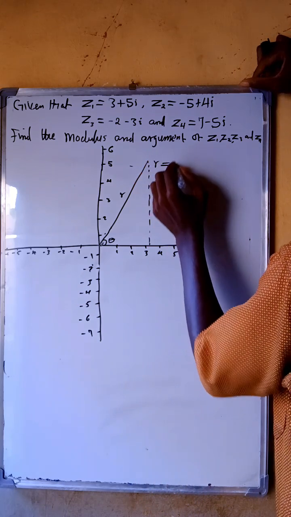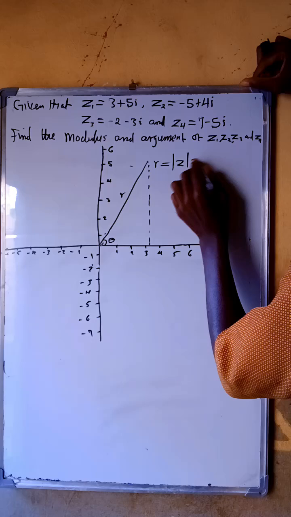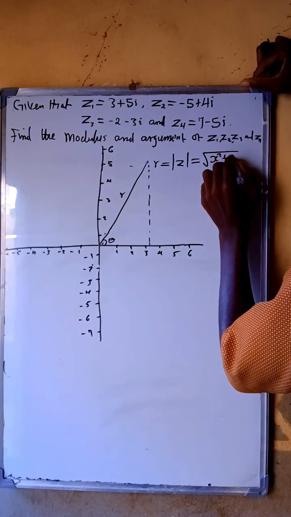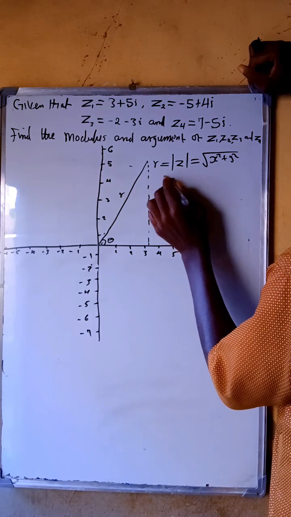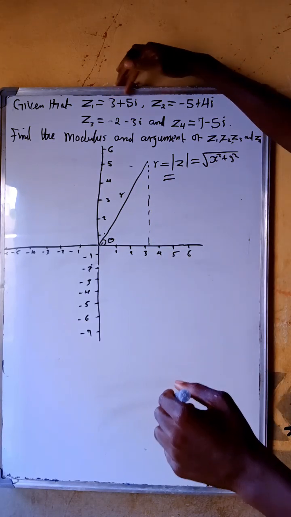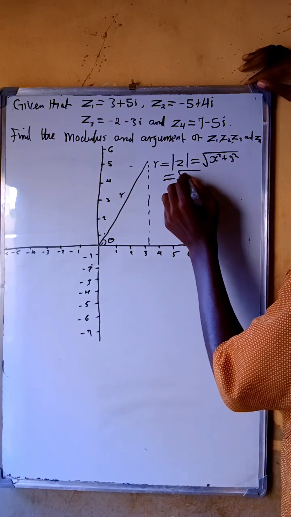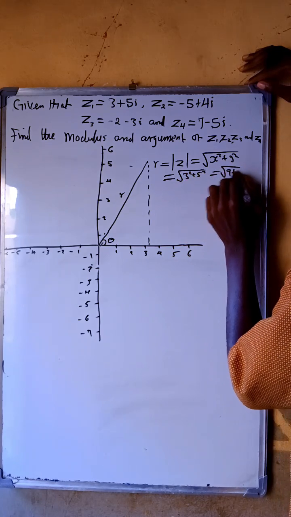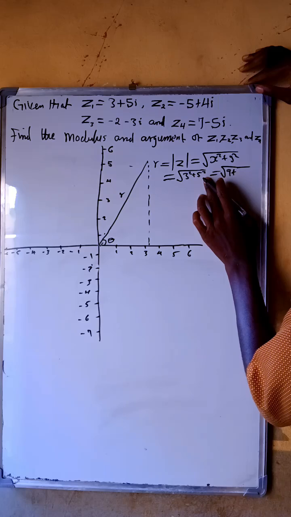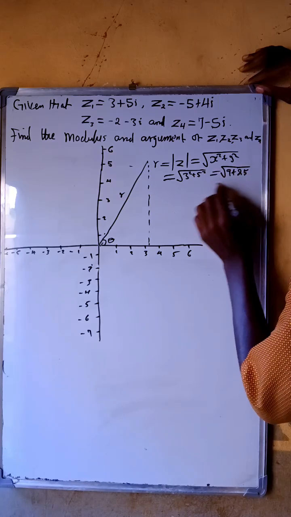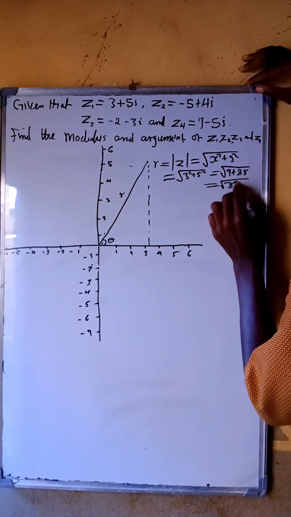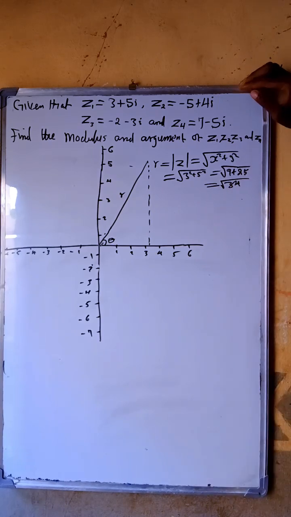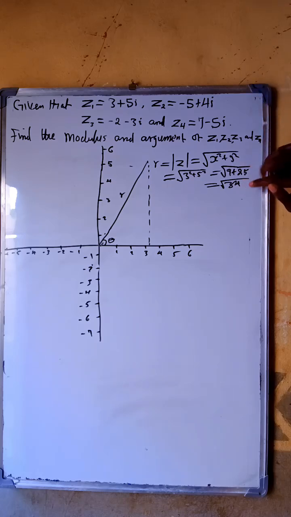Okay, our modulus is the same thing as the absolute value of z, which is the same thing as the root of x squared plus y squared. And from here we can see that the real part is 3 and the imaginary part is 5. So we can write this as 3 squared plus 5 squared, which is the same thing as the root of 9 plus 25, since 3 times 3 is 9 and 5 times 5 is 25. And this is nothing but the root of 34. So the modulus for z1 is equal to root of 34, because if you add this 9 with 25 it will give us 34.